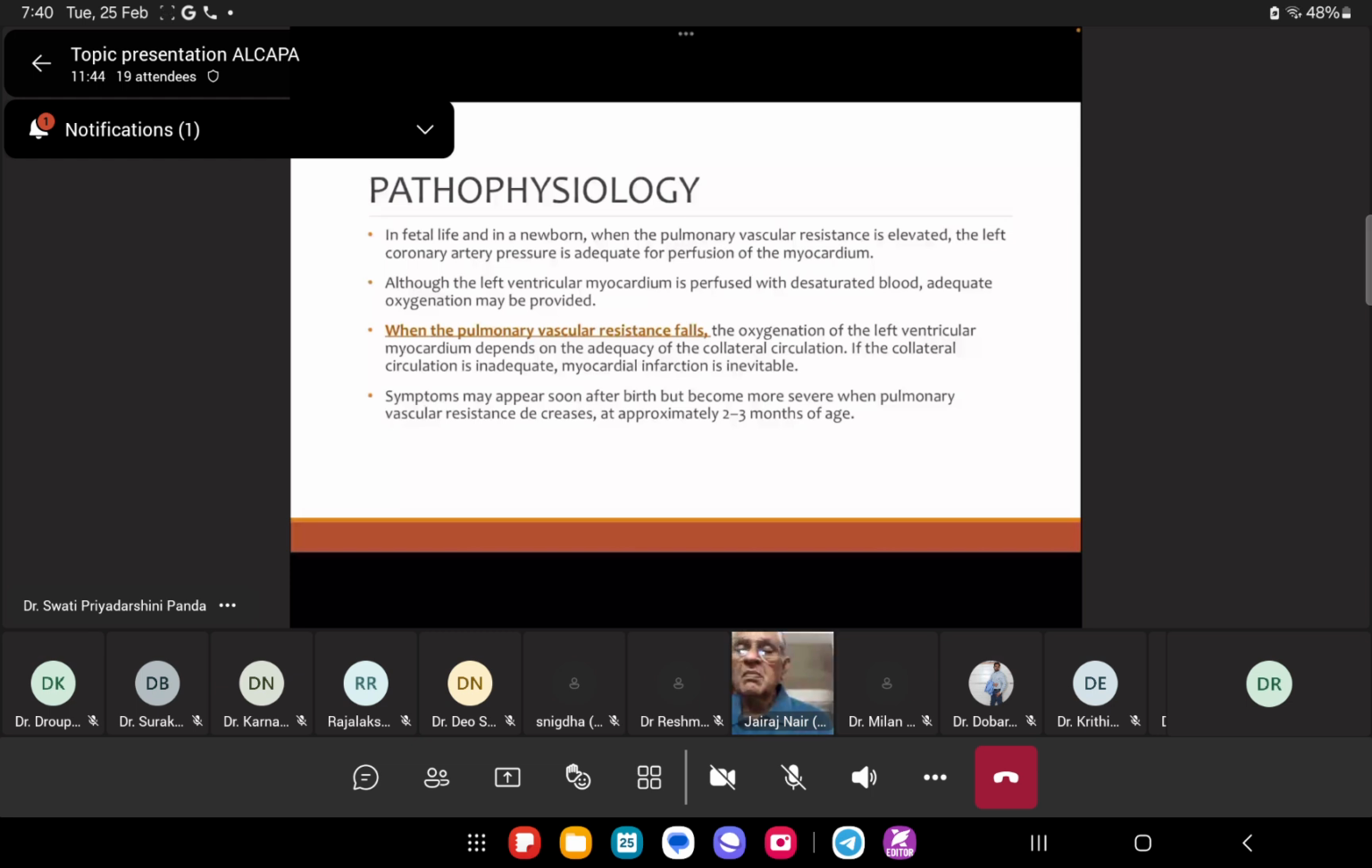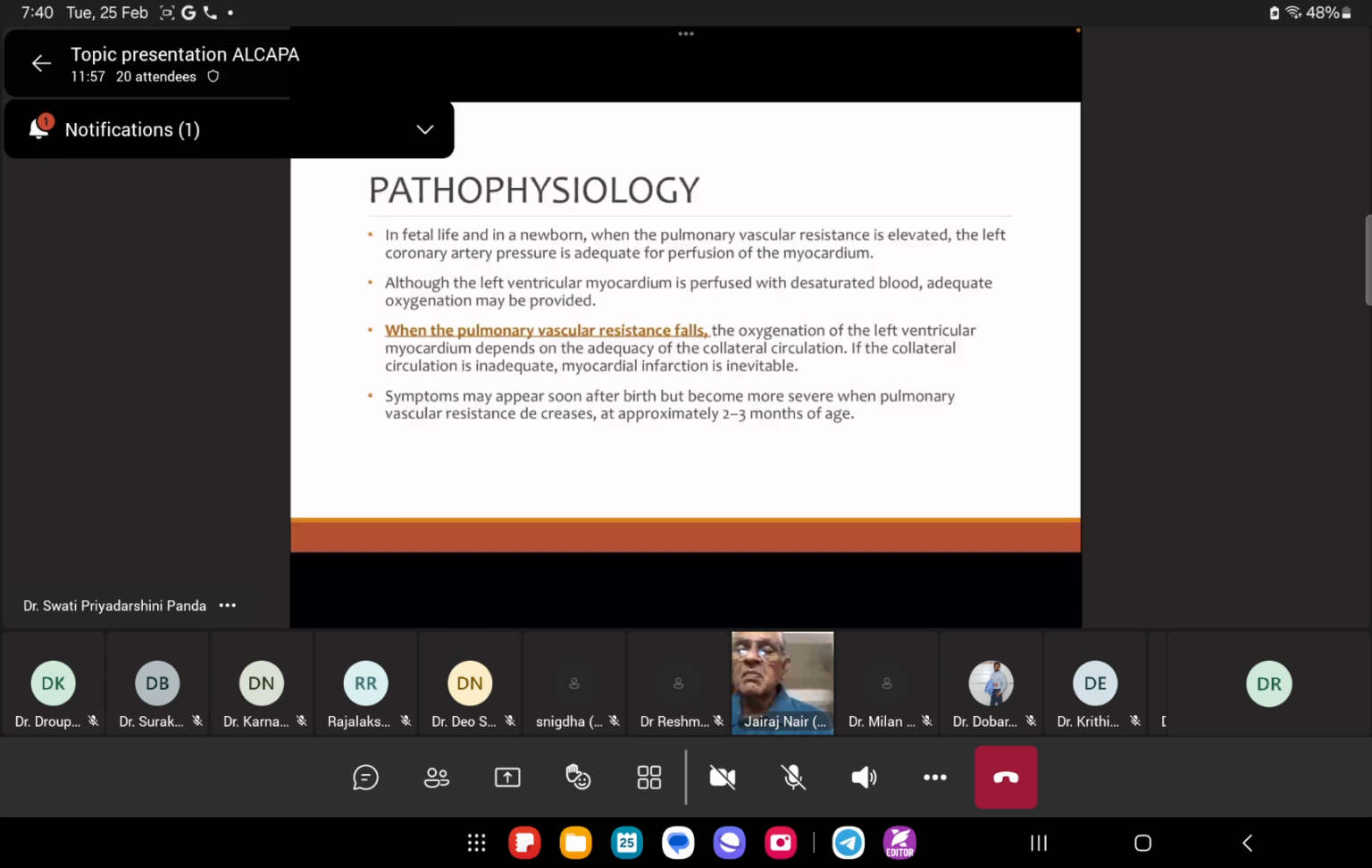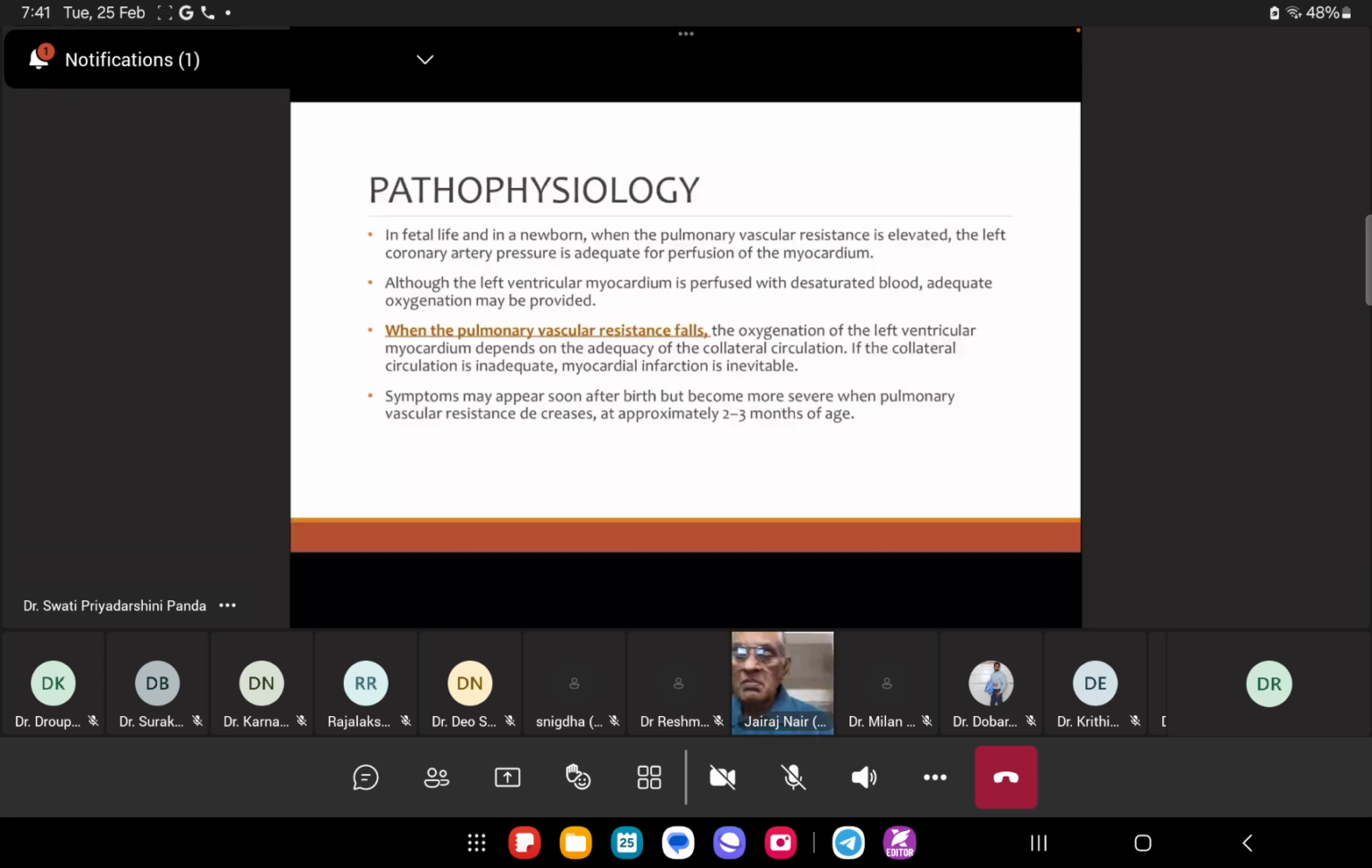When the pulmonary vascular resistance falls, which usually happens by 2 to 3 months of age, the oxygenation of the left ventricular myocardium depends on the adequacy of the collateral circulation. If the collateral circulation is inadequate, myocardial infarction is inevitable. So symptoms may appear soon after birth, but usually become severe at the age of 2 to 3 months.